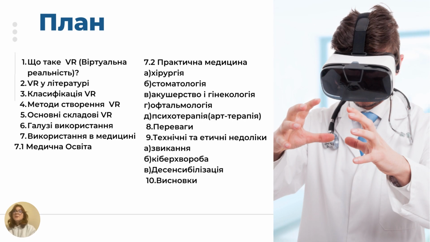During the report, we'll follow the following plan. We'll give the definition of the word virtual reality. We'll tell how it was presented in literature. Also, we'll classify virtuality, and tell about the methods of creation and the main components of it. Also, we'll tell how and where we can use virtuality, and we'll start in the medicine field. We'll tell about medical education and practical medicine with some examples from different medical fields. Also, we'll tell about the advantages and disadvantages and give the conclusion.